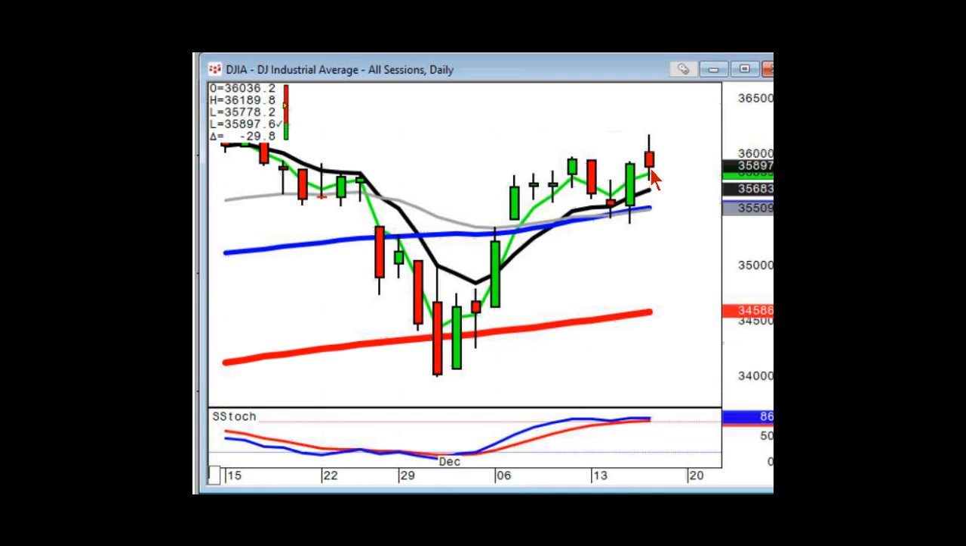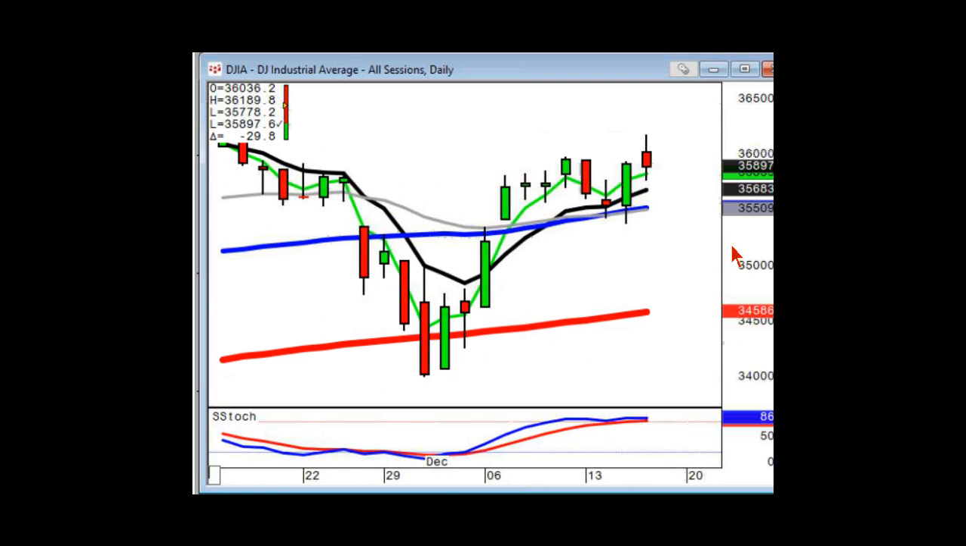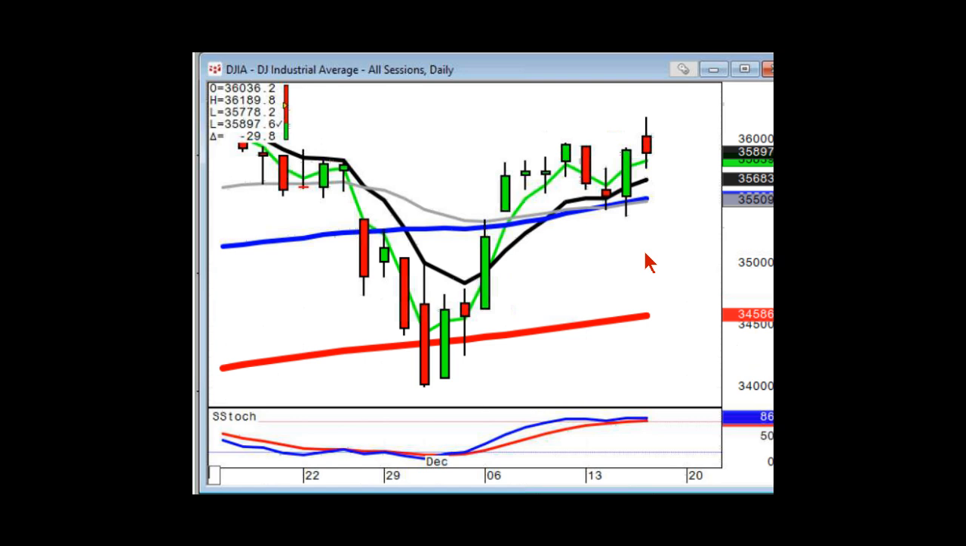However, notice what the investor sentiment was by the end of the day. They were closing it lower than yesterday's close, but more importantly, below where they opened it. Bulls were not in control right now. The bears were in control.